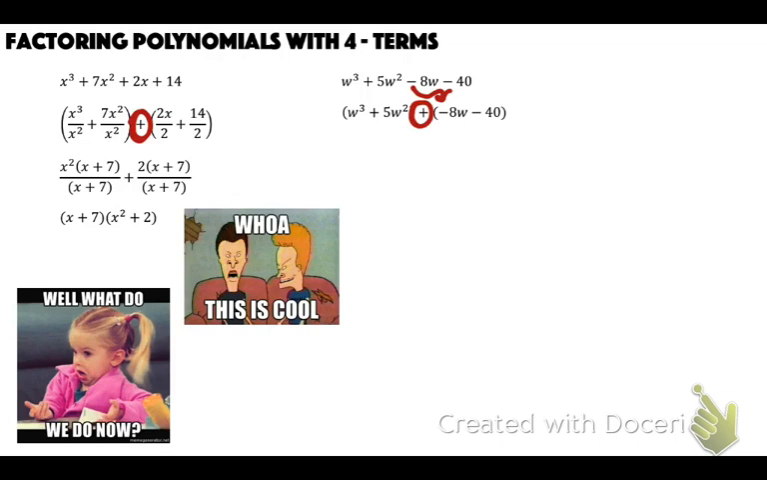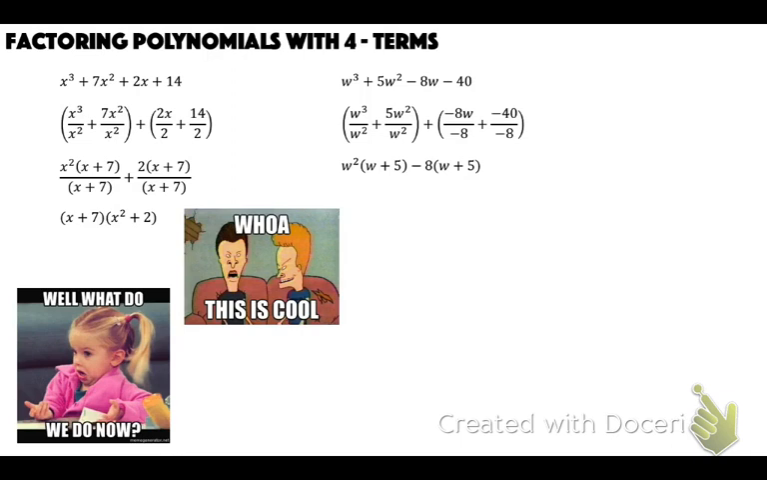Okay, so between those first 2, I can pull out a w squared. Between the next 2, I can pull out a negative 8w. And it's negative because this leading term is negative. If this is negative, you will always pull out a negative. Okay, so then we have w squared, and w cubed divided by w squared is w. 5w squared divided by w squared is 5. Pull out that negative 8, and I'm left with w plus 5. Again, we have those w plus 5s are the same. We can pull that out, and I'm left with w plus 5 and w squared minus 8.